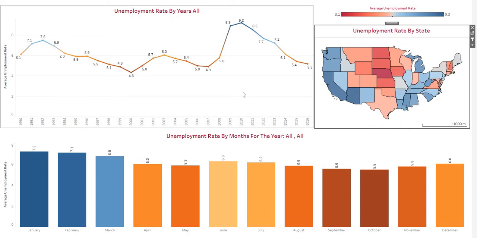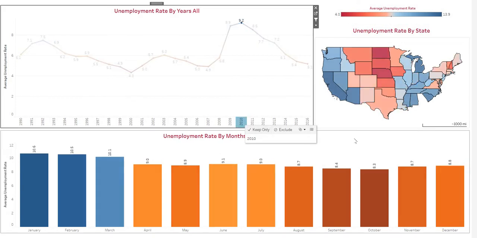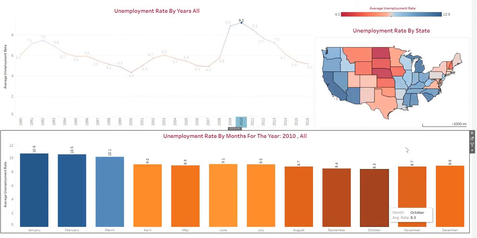Okay, the next one here is how does the monthly trend look during peak unemployment year? So the unemployment peak year is 2010. So let's pick that. And let's look at the bottom here. So it seems that the monthly trend goes from high in the winter and then lower in the summer and fall. So mainly probably because people want to work more in hotter months and less in colder months.